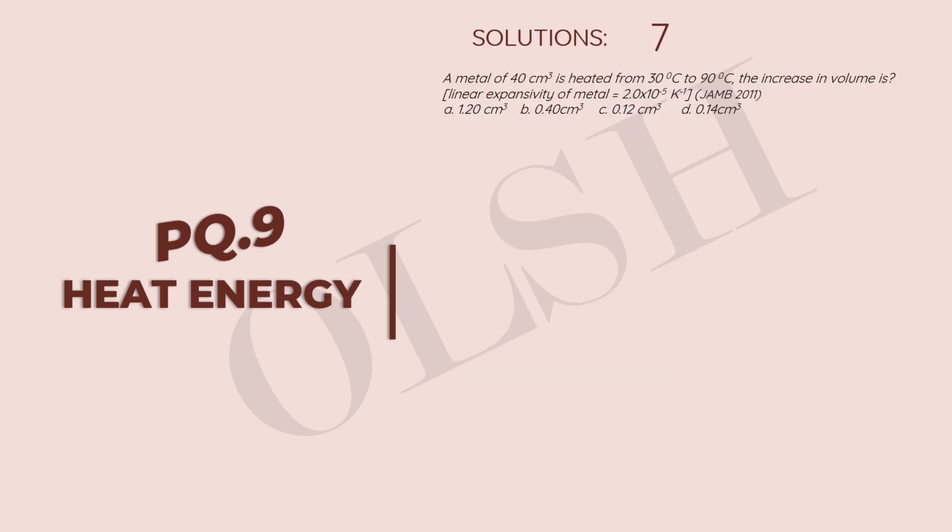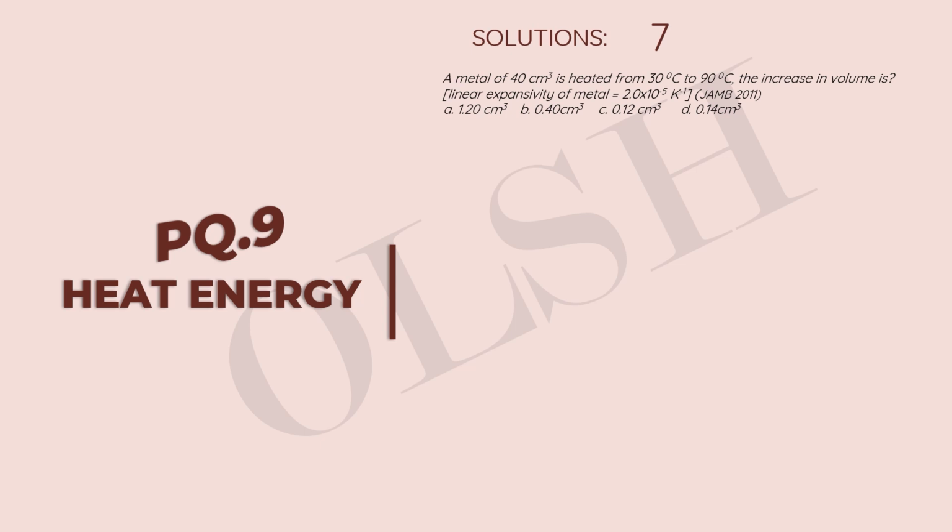A metal cube of 40 centimeter cube is heated from 30 degrees Celsius to 90 degrees Celsius. The increase in volume is, okay, we're asked to find the increase in volume. So of course we have the two temperatures which it is heated through, T1, T2, and we have the initial volume. So we're asked to find the increase in volume, which is V2.